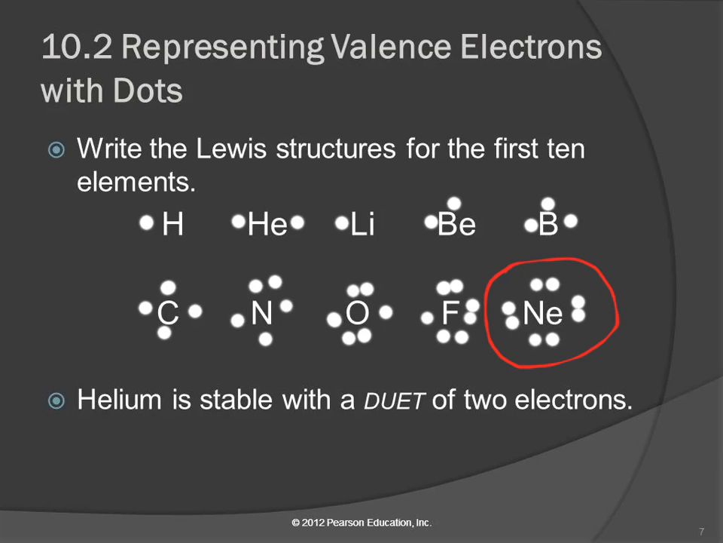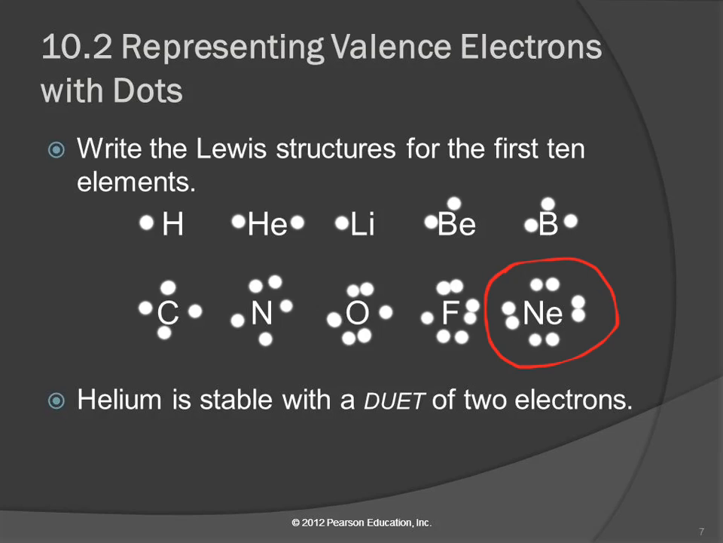This is what everybody's trying to get to. They want 8 electrons. Everybody except hydrogen and helium. These guys are little. They can't handle 8 electrons. But helium has a full valence shell. And so 2 is good enough for these little guys.